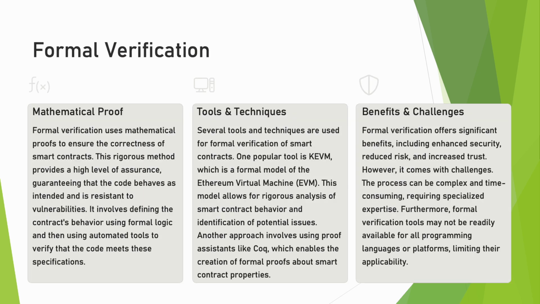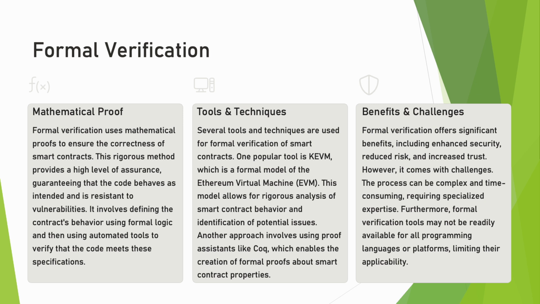Moving on. Formal verification. This involves 3 steps: mathematical proof, tools and techniques, and benefits and challenges. Formal verification uses mathematical proofs to ensure the correctness of smart contracts. This rigorous method provides a high level of assurance, guaranteeing that the code behaves as intended and is resistant to vulnerabilities. It involves defining the contract's behavior using formal logic, and then using automated tools to verify that the code meets these specifications.